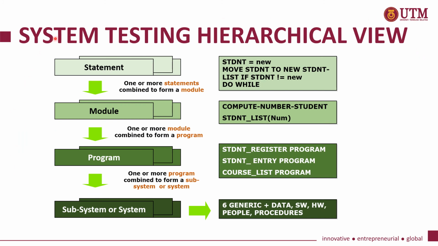This slide summarizes the system testing hierarchical view. It shows the hierarchical view of any system, which starts at the first level with one coding statement. The second level, after combining one or more statements, will form what is called a module or unit, and one or more modules will combine to form the program, and one or more programs combined to form a system or subsystem. And as mentioned before, each of these levels has its own testing in order to test the system.